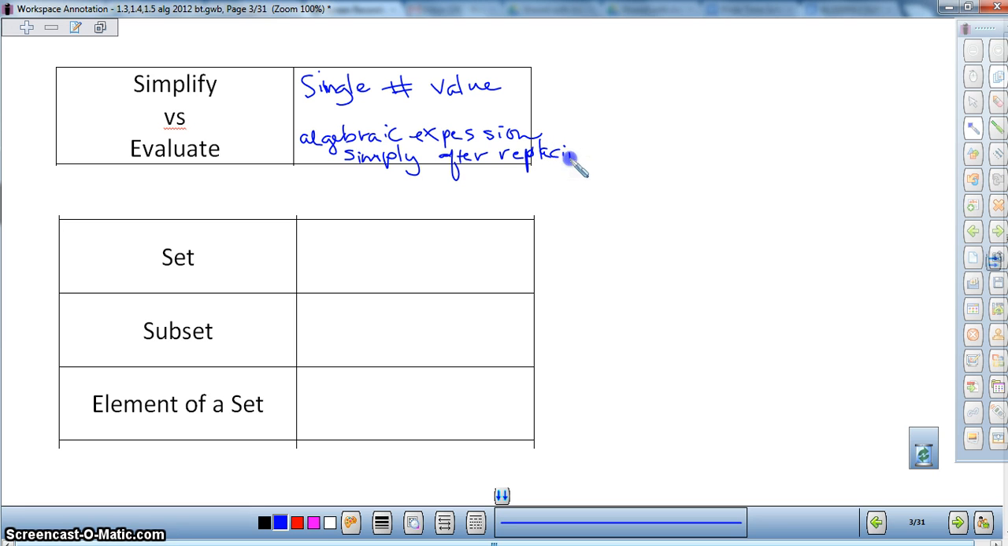Some of the other ones that you're not going to see so much in your notes, but will be part of the lessons that we're going to be talking about, is the word set. A set is just a well-defined collection of objects.